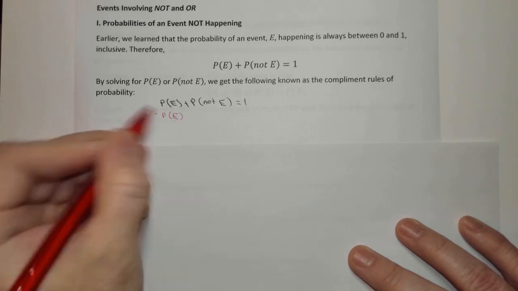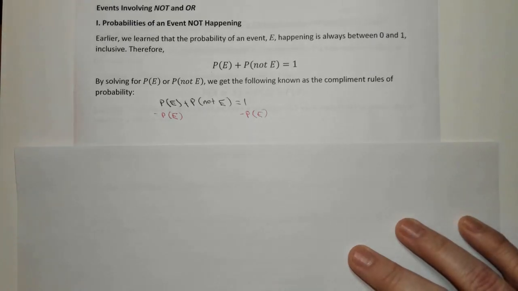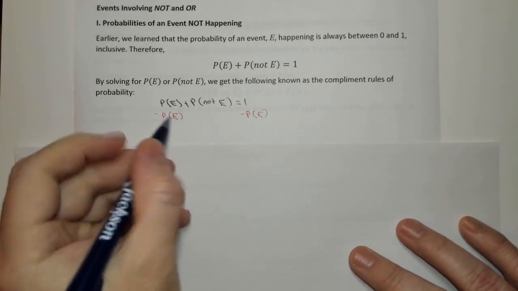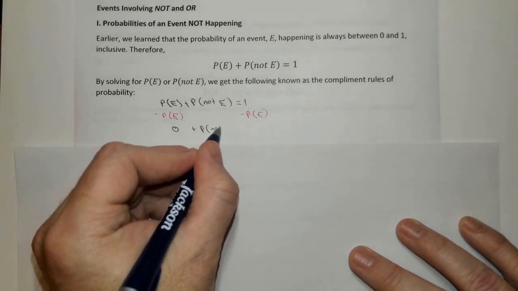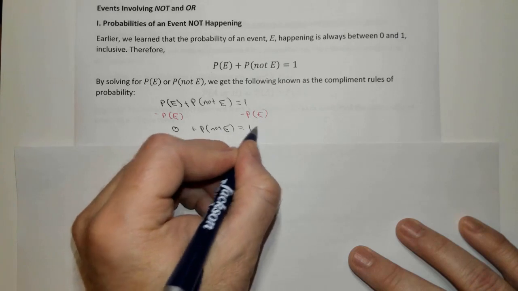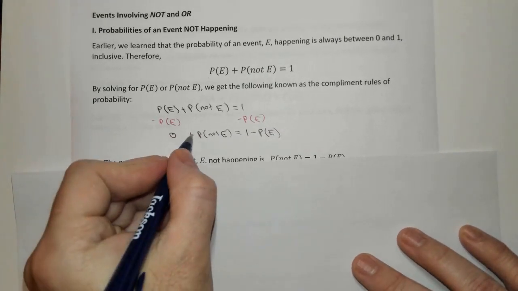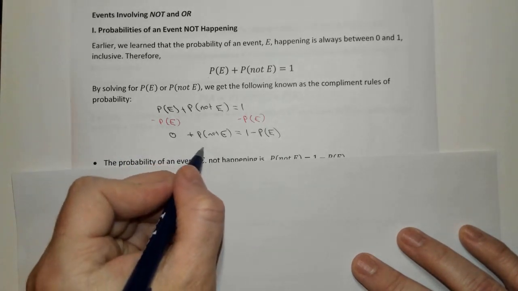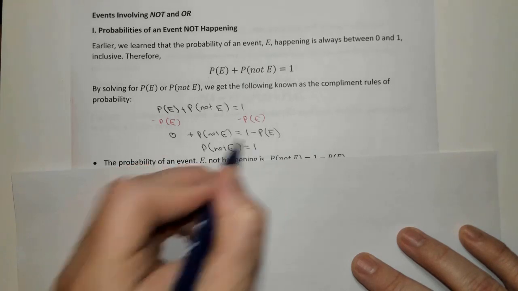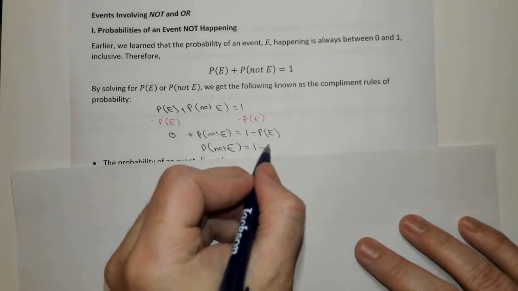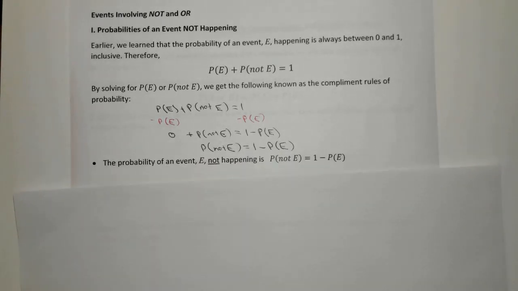P of E, I'm going to subtract P of E. So we get, of course, that's 0 plus P of not E equals 1 minus P of E. So, of course, 0 plus P of not E is just P of not E equals 1 minus P of E. Okay, which is what I have here.